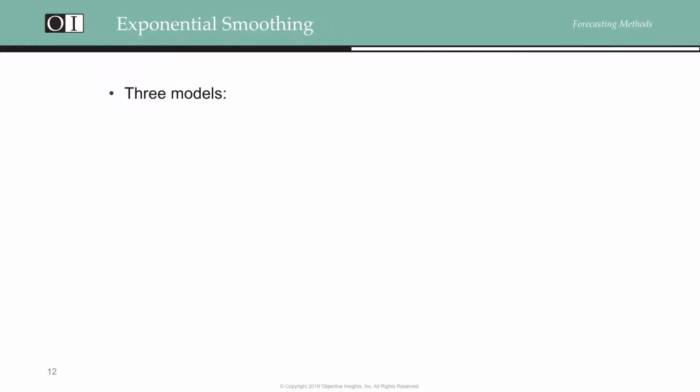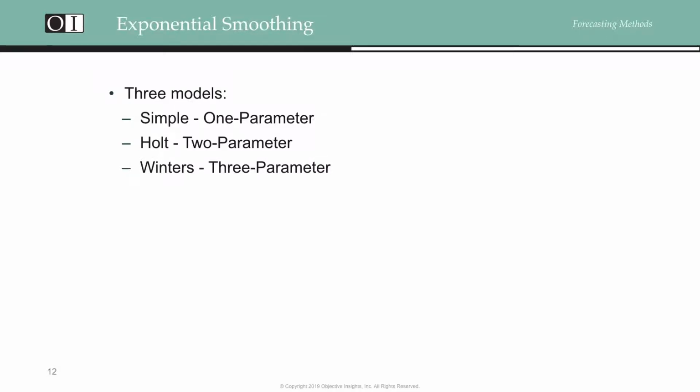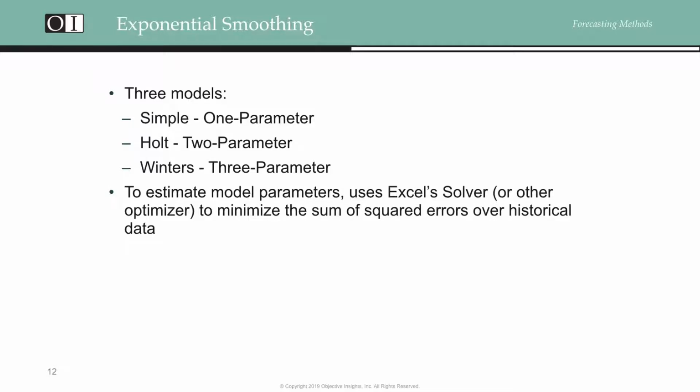With exponential smoothing, there are a number of different models, but there are three primary ones. There's simple exponential smoothing, which is one parameter, Holt exponential smoothing, which is two parameters, and Winters exponential smoothing, which is three parameters. And like linear regression, what we do is we calculate the sum of the squared errors over the historical data, and we optimize the model to minimize that sum. So it's very similar to linear regression, but we get a very different result.